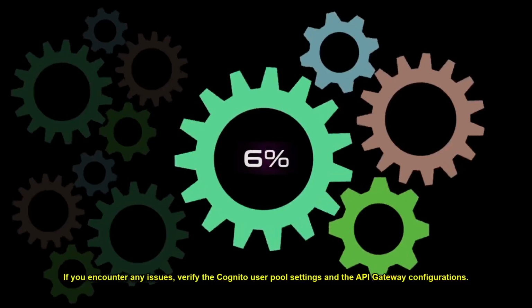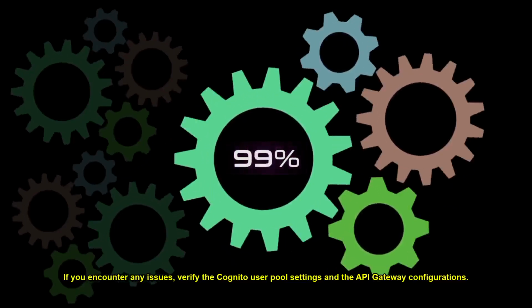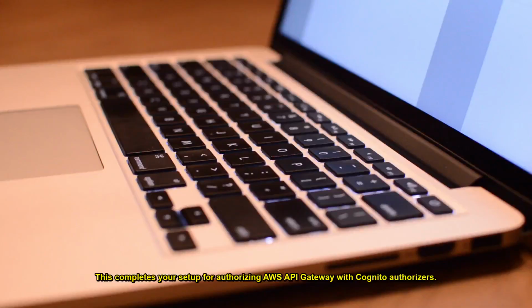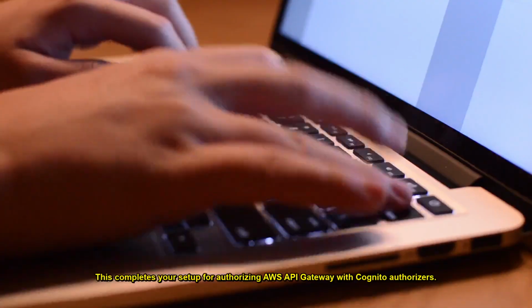If you encounter any issues, verify the Cognito user pool settings and the API gateway configurations. This completes your setup for authorizing AWS API Gateway with Cognito authorizers.